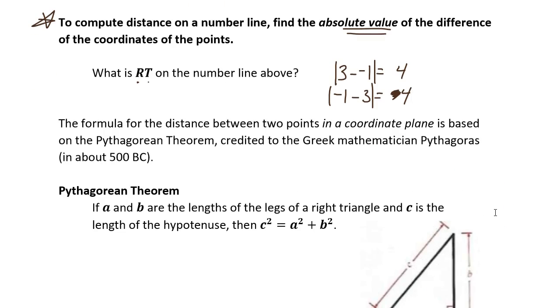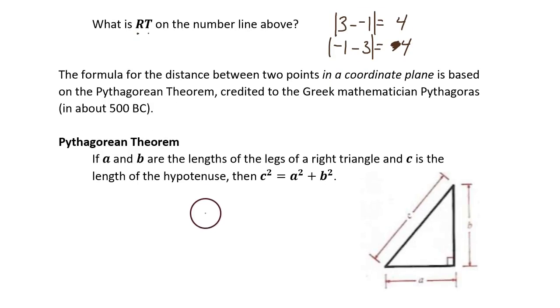Now that was finding the distance on a number line. We can also find the distance of points on a coordinate plane by using the Pythagorean theorem. The Pythagorean theorem is a really famous math theorem. You started to see this back in middle school, and you've had it every year since then. So the Pythagorean theorem talks about a right triangle. One of the sides of the right triangle is called a leg. Another side of the right triangle, which meets that one at a 90-degree angle, is also called a leg. And the longest side of the triangle is called the hypotenuse.